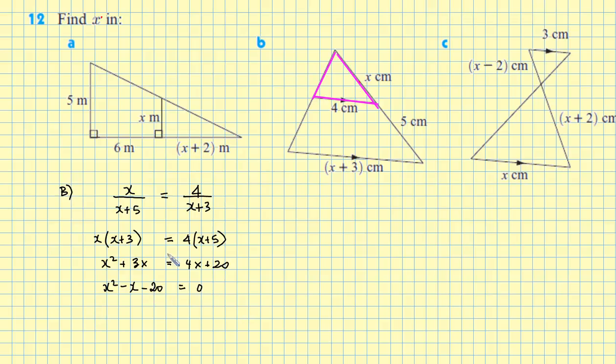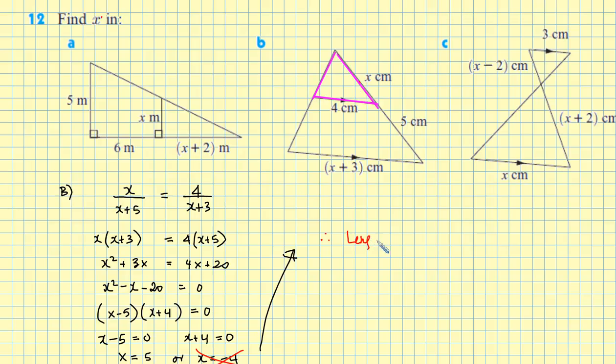Now I can take a look at this and use sum and product, where I have (x minus 5)(x plus 4) is equal to 0. So either x minus 5 equals 0 or x plus 4 equals 0. So x is either equal to 5 or x is equal to negative 4. Because I can't have a negative length, I can exclude x equaling negative 4, and therefore the length of side x is 5 centimeters.